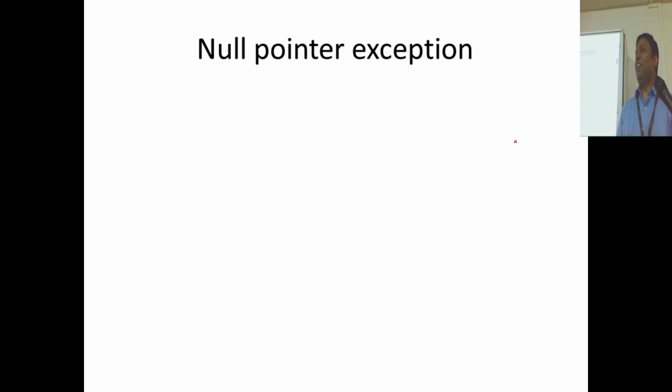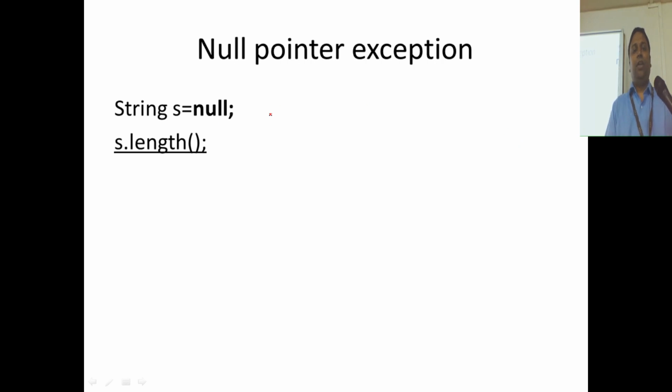Where all you face null pointer exception? Say you created this array of objects, right? And you create an array of references and then you don't allocate memory for your reference and you try to access the methods for your object, you're going to get an issue. So I'll show you a very simple example here. I'm having a string. Yes, I'm initializing that to null. And then I'm trying to use the method length for this object.